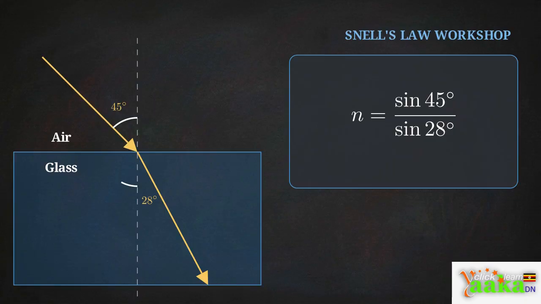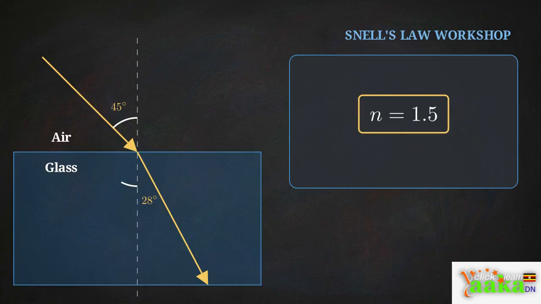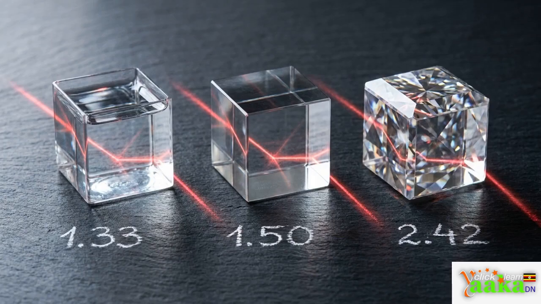You divide the sine of 45 by the sine of 28. That gives you 0.707 divided by 0.469. The result is exactly 1.5. Optical density behaves according to consistent rules. Every transparent medium on Earth has its own measurable refractive index that dictates how light behaves within it.